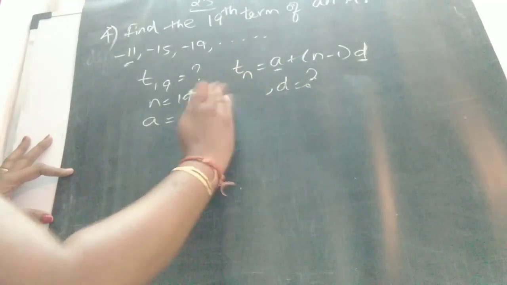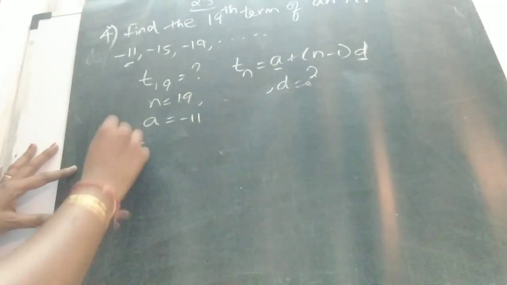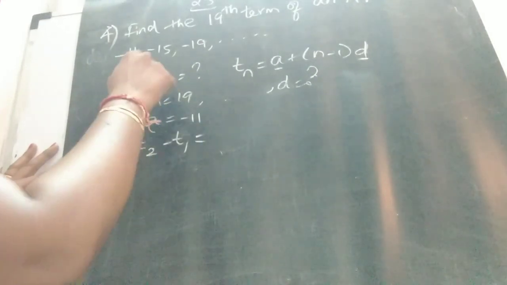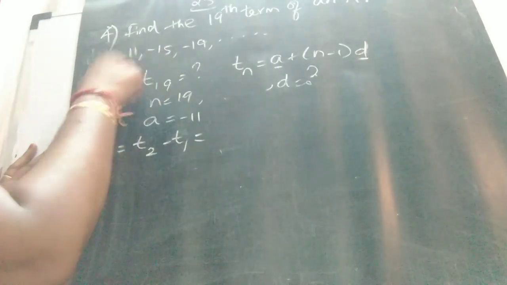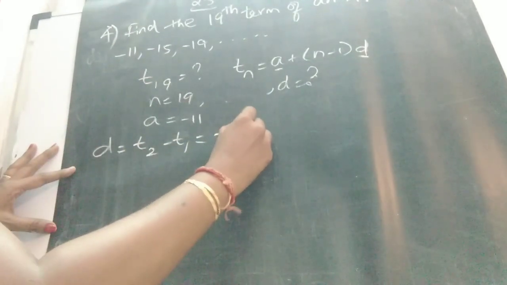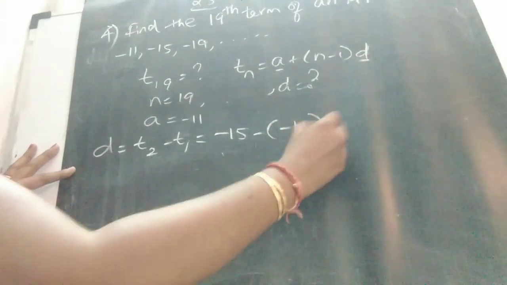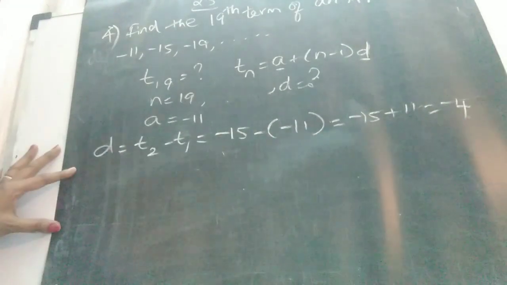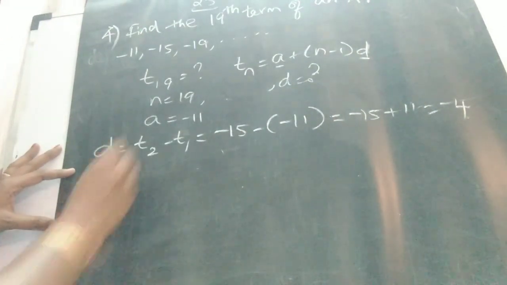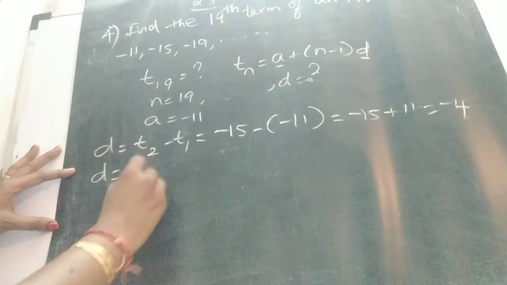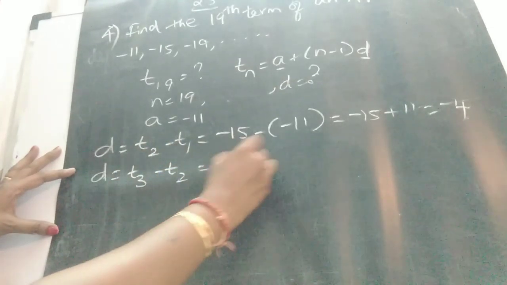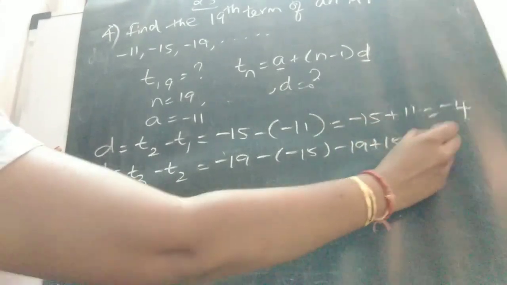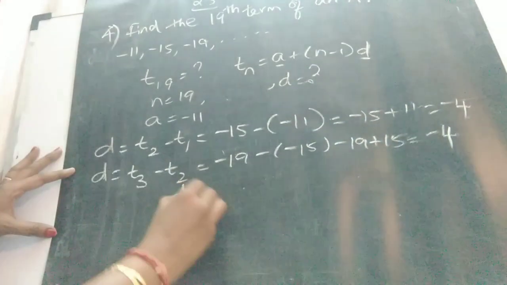Now you want to find only D, right? How will you find D? Your D is nothing but second term minus first term. The common difference is your D. So they have told they are in AP. So second term minus first term. That is minus 15 minus of minus 11, that is your first term. So minus 15 plus 11, which is minus 4. Right? You can find this with third term minus second term also. T3 minus T2. Minus 19 minus of minus 15. Minus 19 plus 15, which is again minus 4. So your D is minus 4.